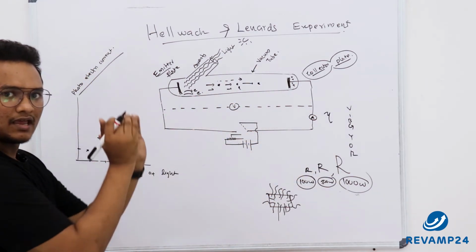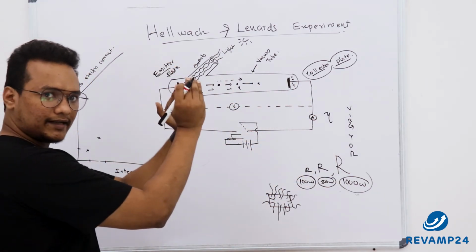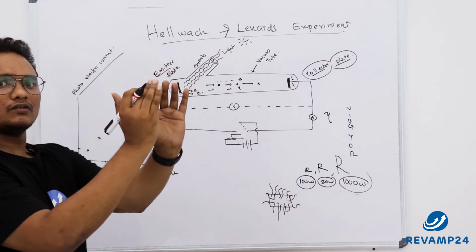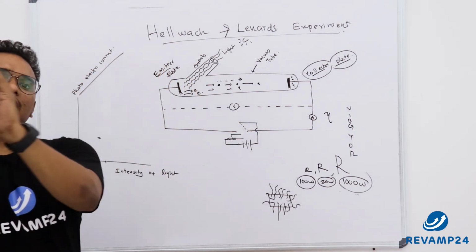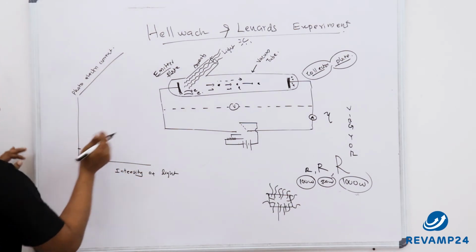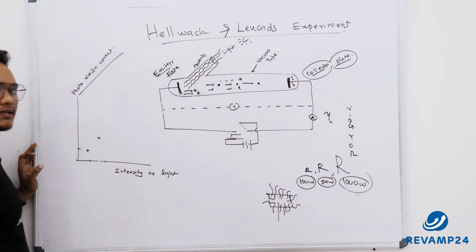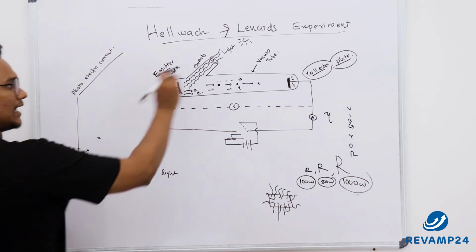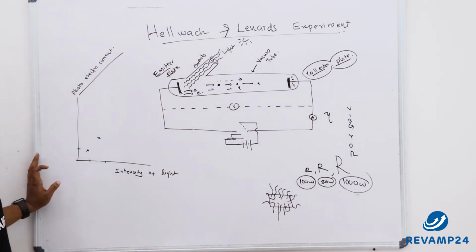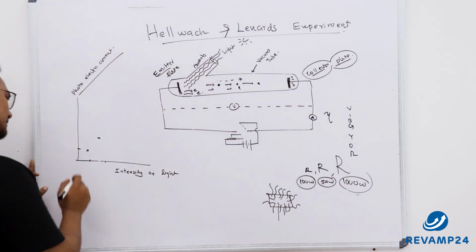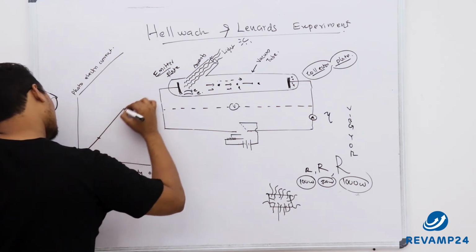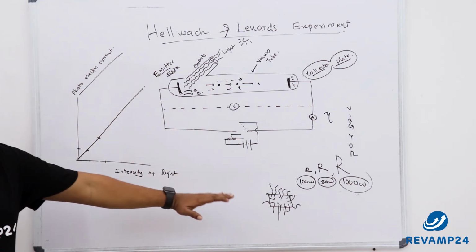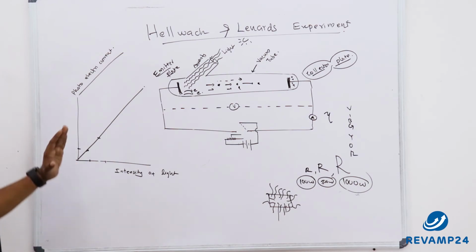The example here is green color light of 100 watt, 500 watt, 1000 watt and 10,000 watt. Intensities are increasing. So the higher the intensity, the more photoelectrons will be given out, and that will give rise to a higher photoelectric current. So I can say that they are directly proportional. The higher the intensity, the higher will be the electric current. It will be a straight line.